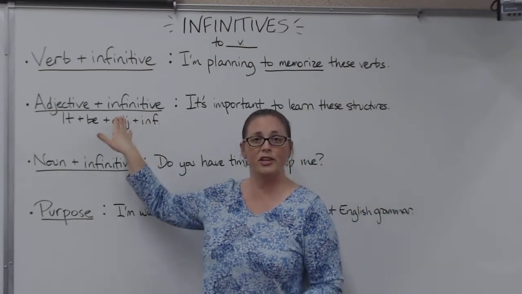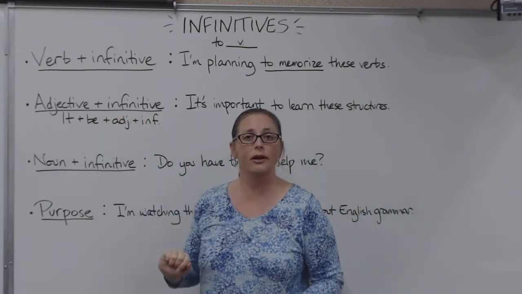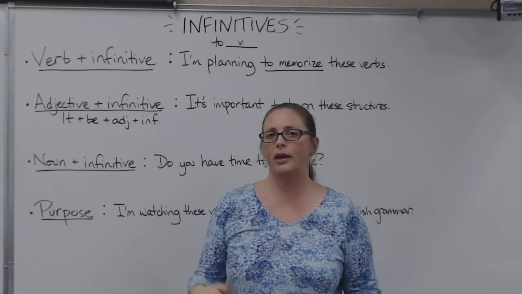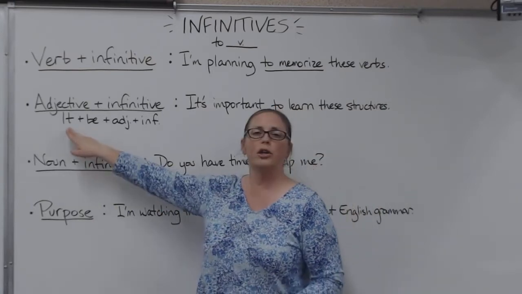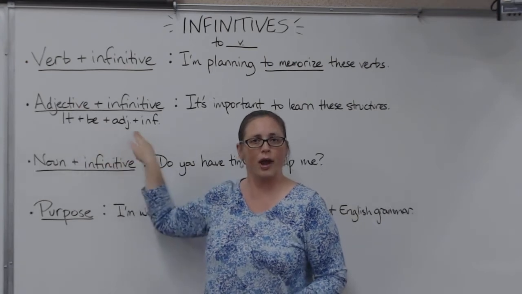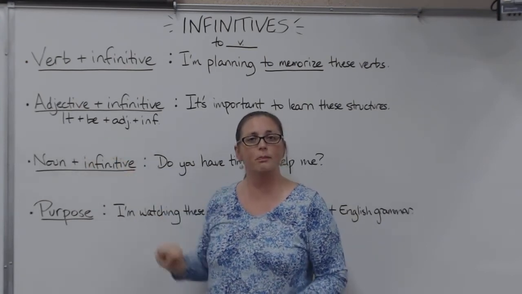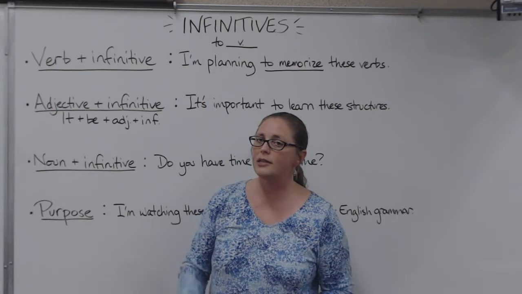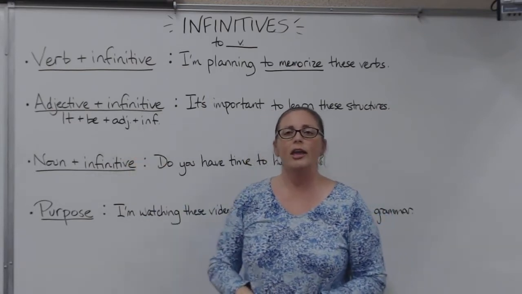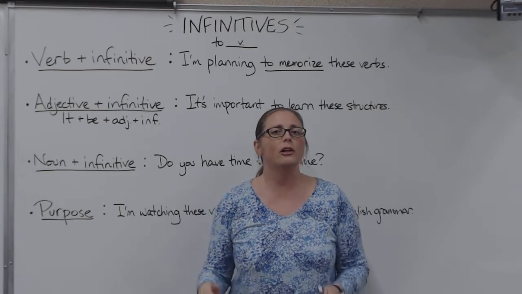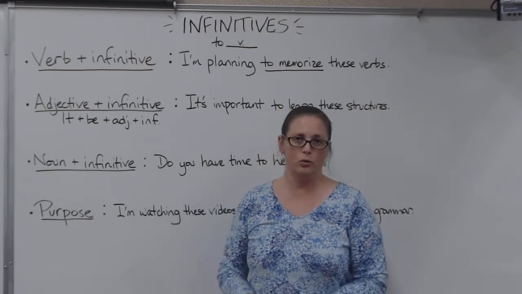Another way that you use infinitives in English is with adjectives. Happy to do something, difficult to do something. Especially when you are using this structure right here: it plus the be verb, is, was, plus an adjective, plus an infinitive. It is wonderful to see you.